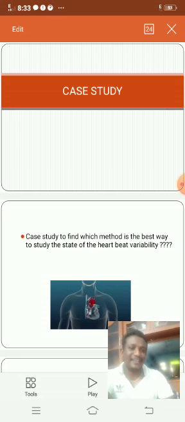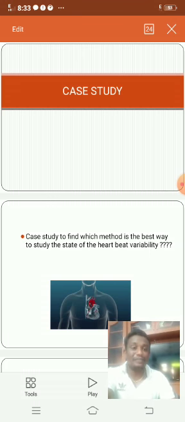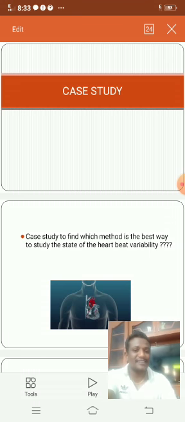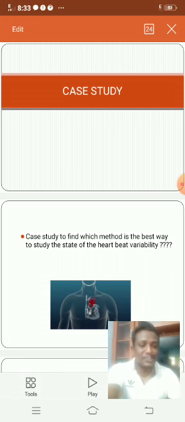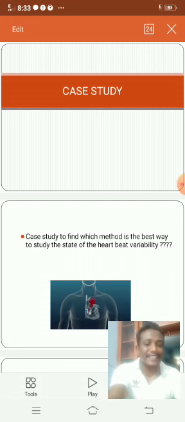In this case study, we are going to find out which is the best way to study the state of the heartbeat variability. We are not going to do any mathematical calculations; rather, we are about to find which method in mathematics is useful for assessing the heartbeat variability.